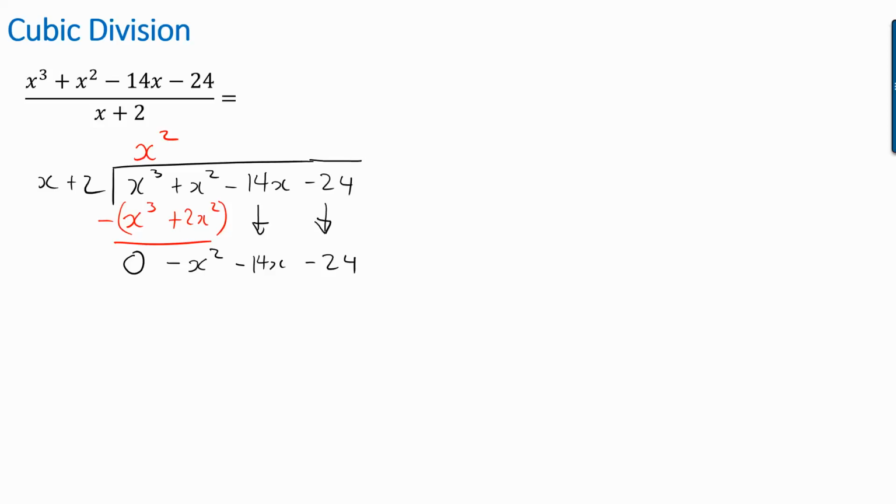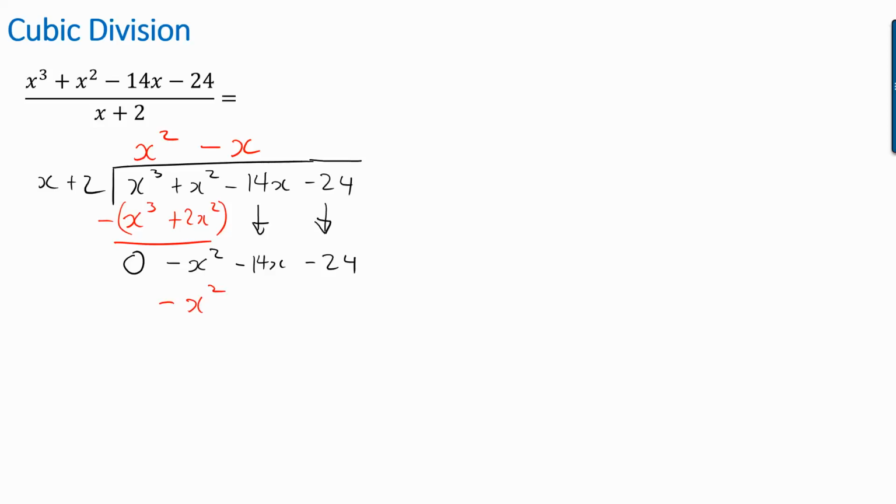All right, drop down negative 14x, drop down negative 24, and then you begin again. Same thing again, you then say, how many x plus 2's fit into the second line? But it's easier just to look at the first coefficient. I want a negative x squared. So you times it by negative x, so I'm going to write that down. Negative x, because negative x times x gives me negative x squared.